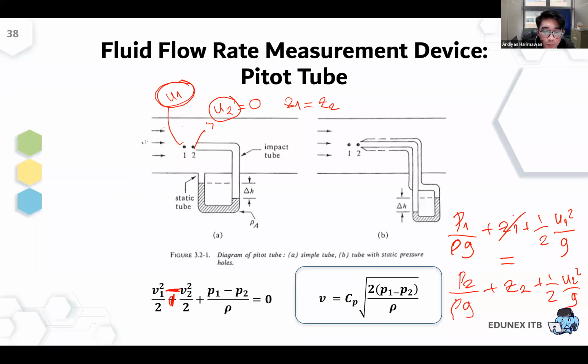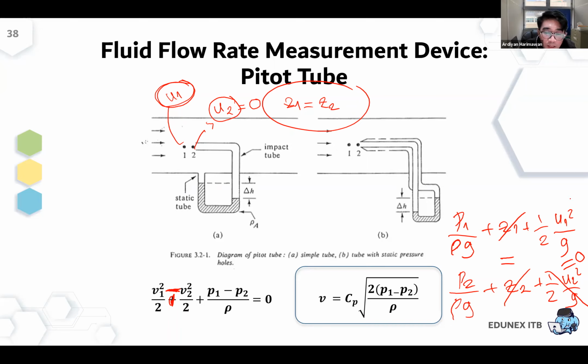Z1 and Z2 cancel out each other because the position is the same. And then at point 2, the velocity is 0. So you just have the correlation between pressure and velocity at point 1. The velocity at point 1 is the velocity of the air, which is the velocity of the plane.